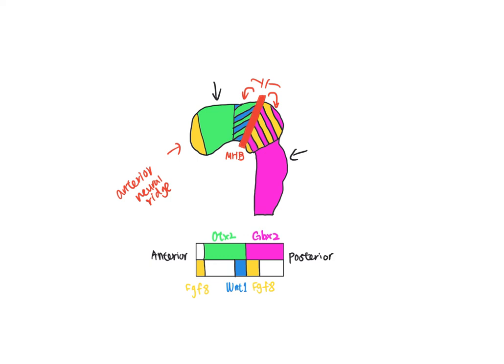At the anterior pole of the brain, where FGF8 once again acts as an important signaling molecule, this time inducing forebrain regionalization.